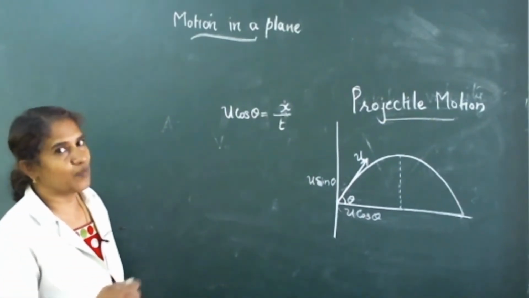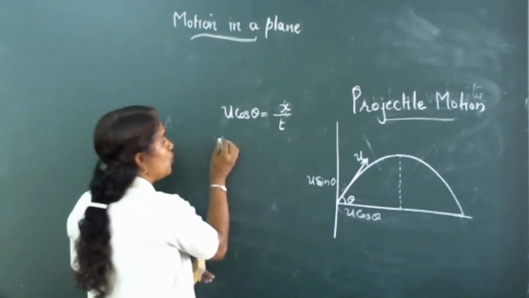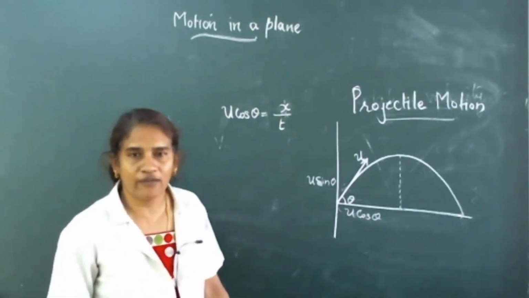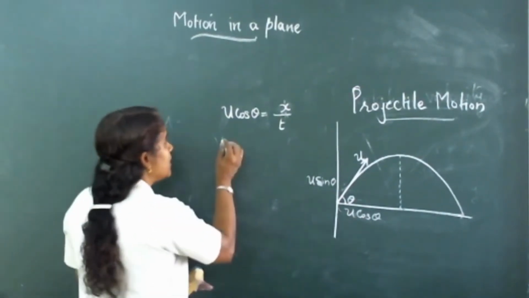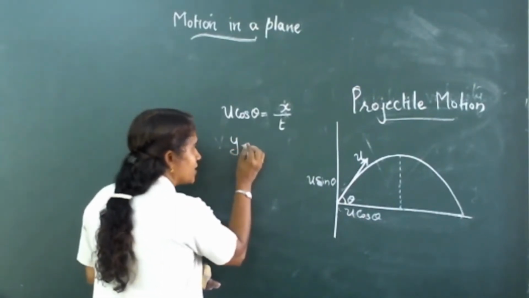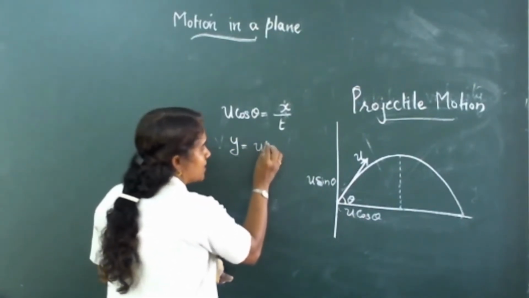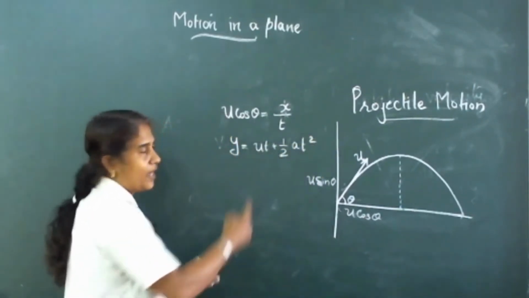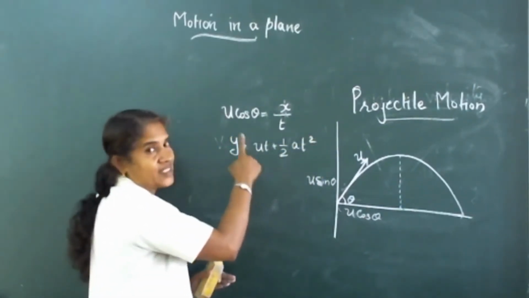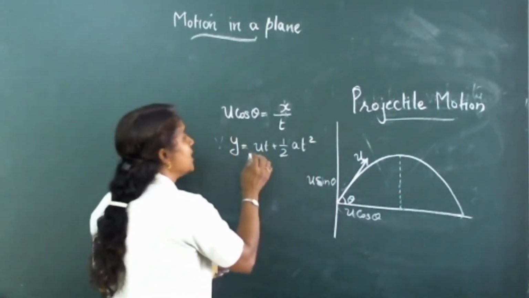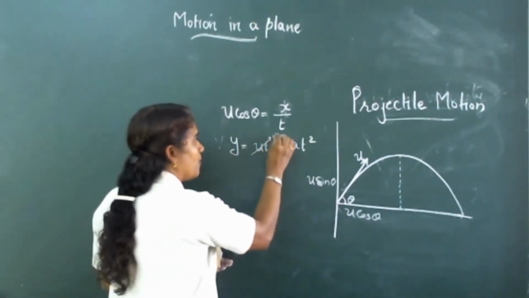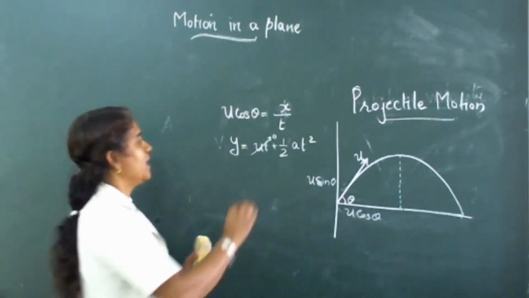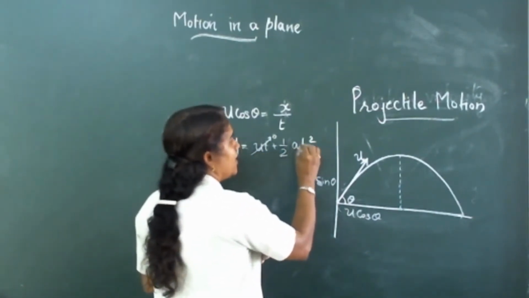In order to get the displacement in x and y direction, for non-uniform motion we can adopt the equation s equal to ut plus half at square. S means distance travelled in y direction, ut plus half at square. Okay. U, the starting velocity in y direction, is 0. So, first term will be 0.